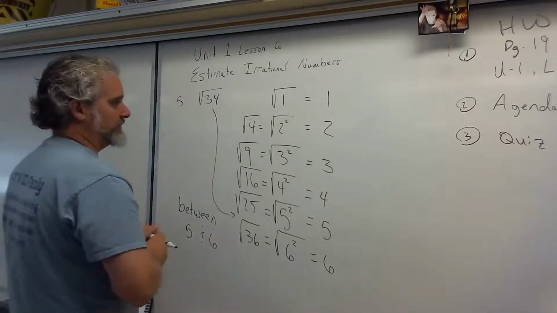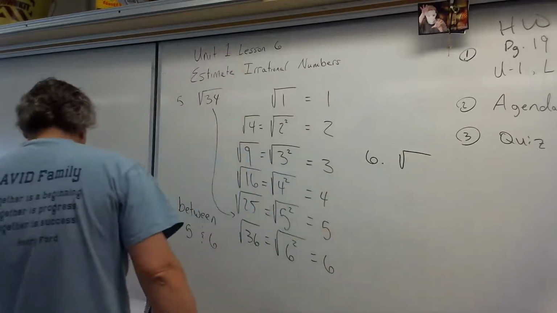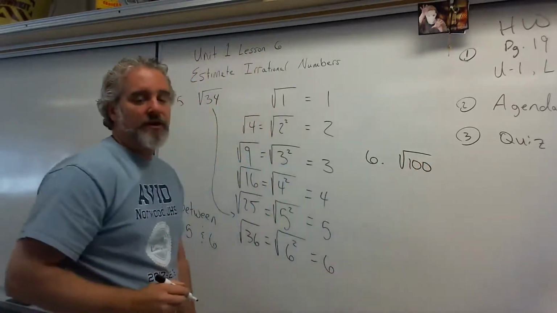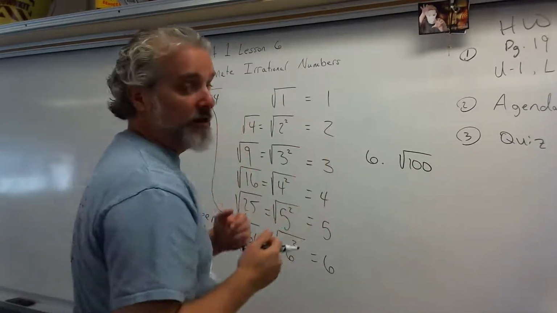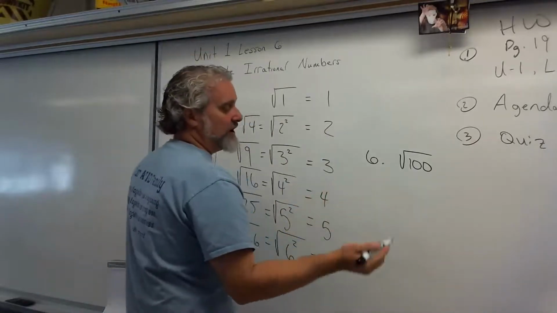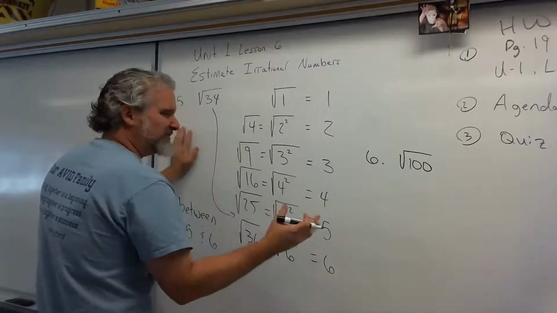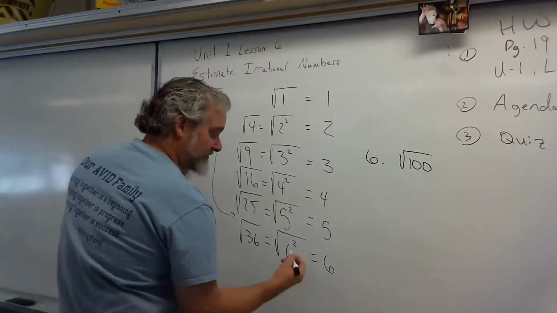Last one, problem number 6. I'll write it over here. We have the square root of 100. Now everyone should know square root of 100 because we all have 10 fingers. Well, hopefully we have 10 fingers on our hands. And 10 times 10 makes 100. That's something we all memorize as little kids because that's fun stuff. Seeing tens and 10 times 10 makes 100. Fun to me at least.